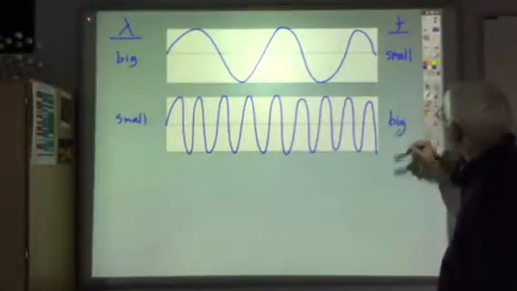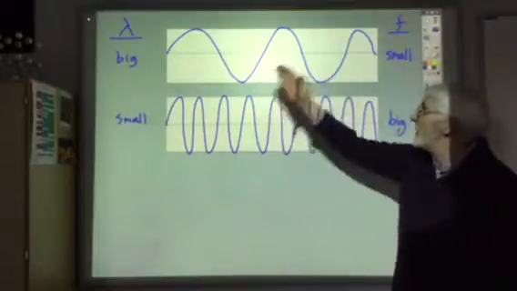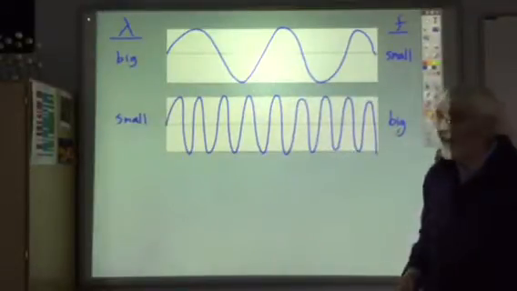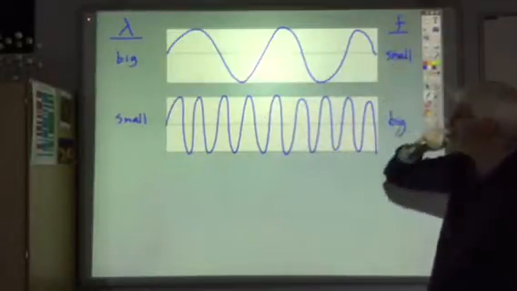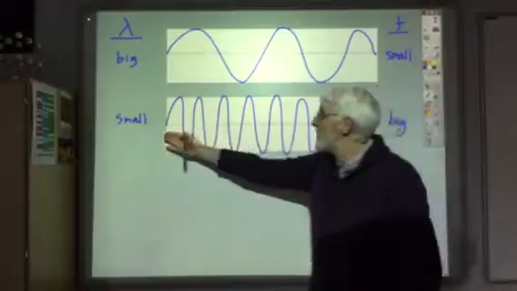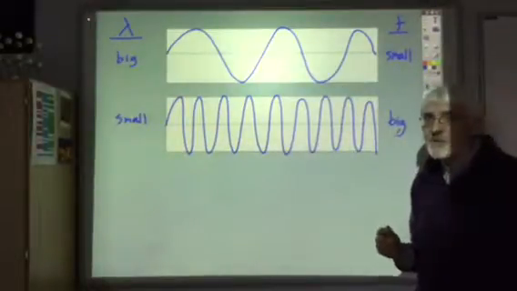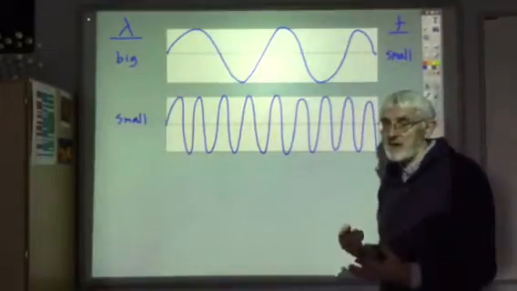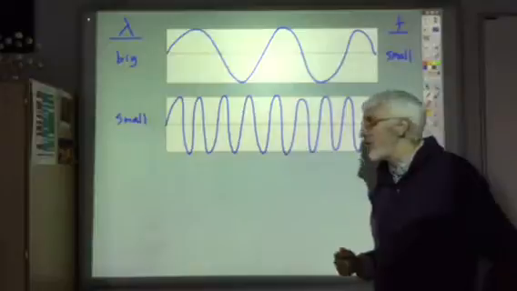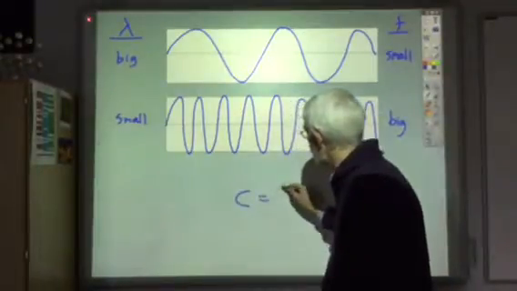So you get this inverse relationship between the wavelength and the frequency. If electromagnetic radiation has a big wavelength it has a small frequency, and if it's got a small wavelength it has a big frequency. And that's summed up in the first equation that you need to know, which relates the speed of light, the frequency and the wavelength of the electromagnetic radiation. It's simply c equals f lambda.